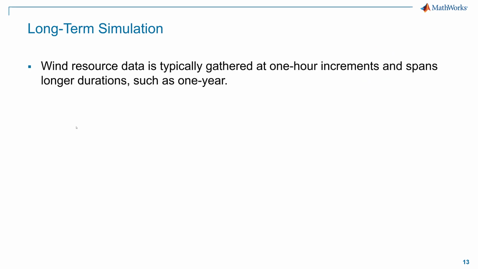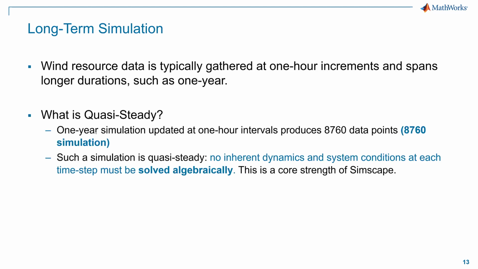In reality, the wind resources data is typically gathered at 1 hour increments and spans longer durations, such as a year. And if the sample time is 1 hour, then the 1 year period will produce about 8,760 data points. You may have heard reference to 8,760 simulation when talking with the system planners and developers. And this is referring to a 1 year simulation updated at 1 hour intervals. And such a simulation is quasi-steady.